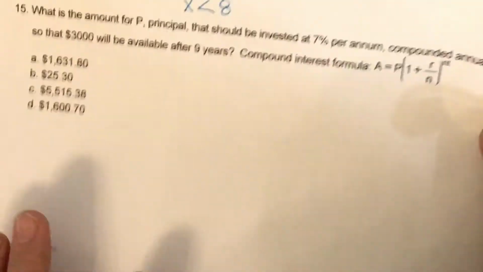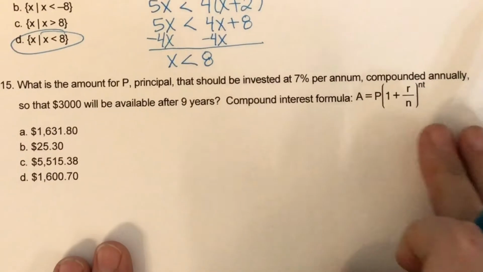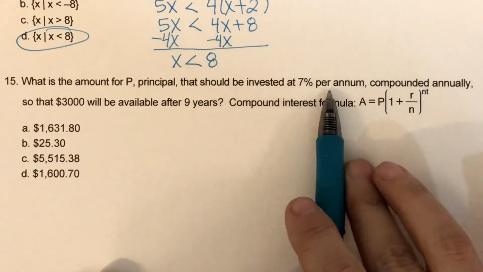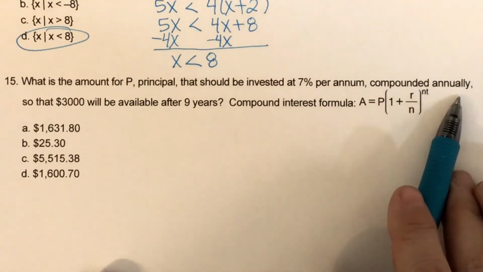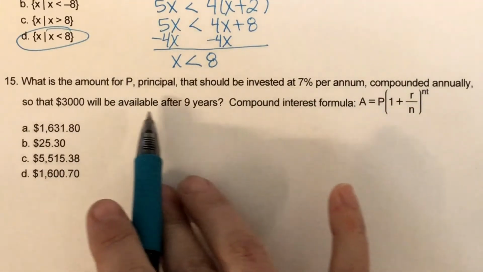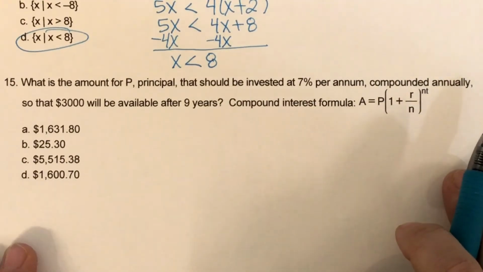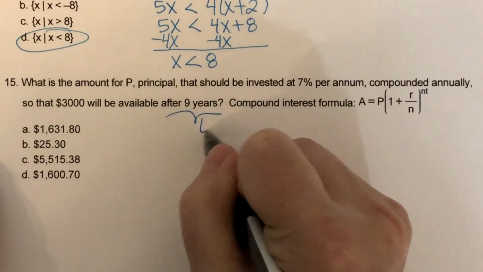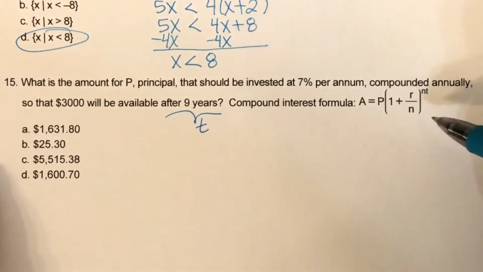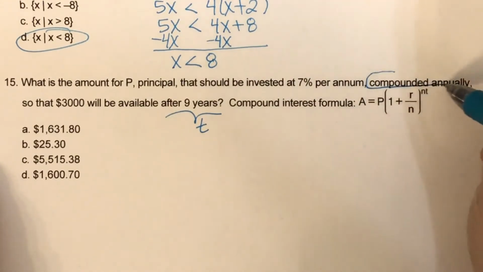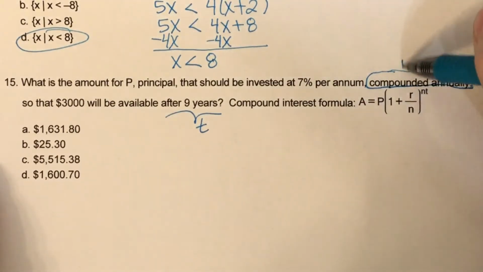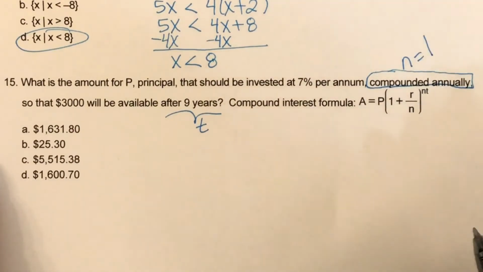All right, number 15. What is the amount for P principal that should be invested at 7% per annum, compounded annually, so that $3,000 will be available after 9 years? Whew, lots of big words. Okay, so 9 years is our time, so that's T. N is how many times it's compounded in a year. So if it's compounded annually, that means it only happens once in the year. So that means N would be 1.